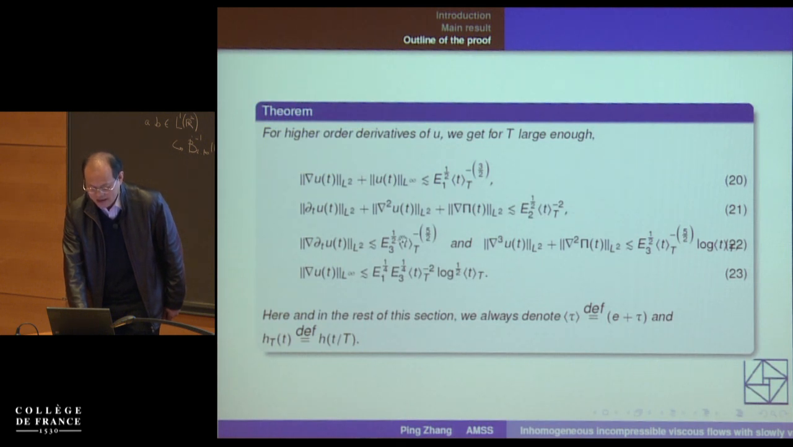And the gradient ∂_t u in L2 norm decays like t to the negative 5/2. But because of this transport equation, there is no decay for the density function. The third derivative of the velocity field does not decay like this, but it has to lose some decay, like the logarithm of this bracket of t. Here we always denote the bracket of τ equals e plus τ, and h_t of t equals h_t over this capital T.